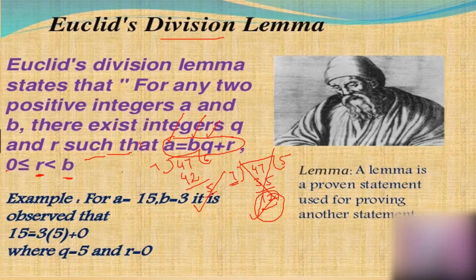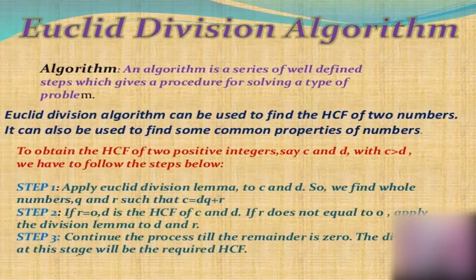Now let us consider one more example. Let us consider a is equal to 15, b is equal to 3. We can observe that 15 is equal to 3 into 5 plus 0, where the remainder is 0 and the quotient is 5. Let's go to Euclid division algorithm.